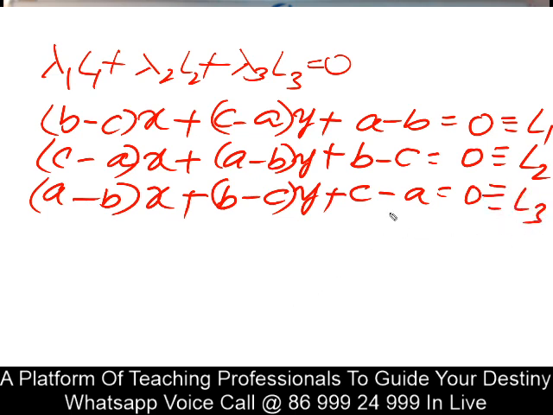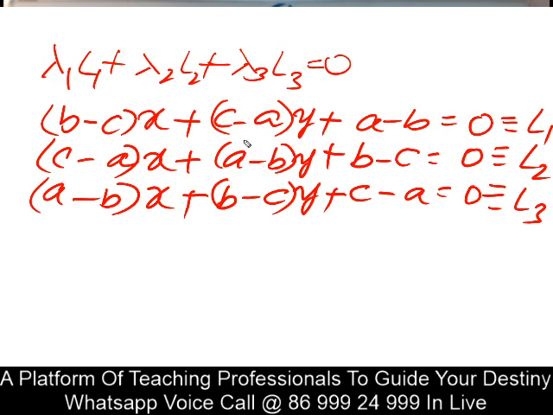Then the question is given with options like this: these are collinear, these are concurrent, these are non-concurrent, these are parallel or these are perpendicular. Something like that. Then you should not think like this: let us solve these two lines and substitute the point in the third equation. It will be very lengthy if you think like that.